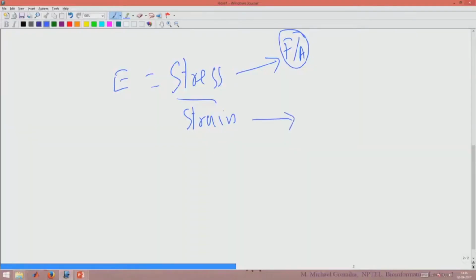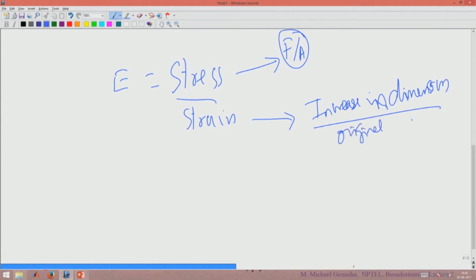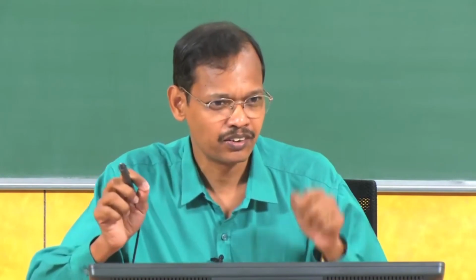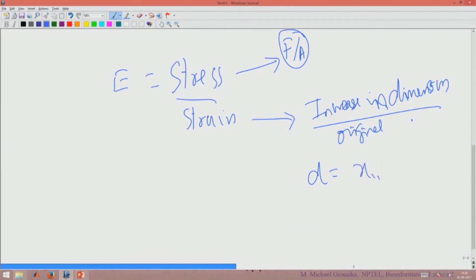What is strain? Yeah, increase in dimension divided by original dimension, right. So, if it is without any change, then this is straight. So, now in the 3D structure you can calculate the distance between the first one and the fourth one. You can calculate the distance with the coordinates x1, y1, z1 and x2, y2, z2. Now, from this distance and the original distance you can calculate the difference. So, from this difference you can calculate the rigidity, right. So, this is the direct way to get the Young's modulus.